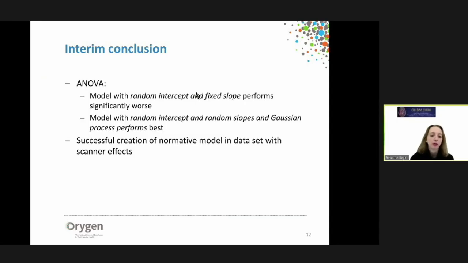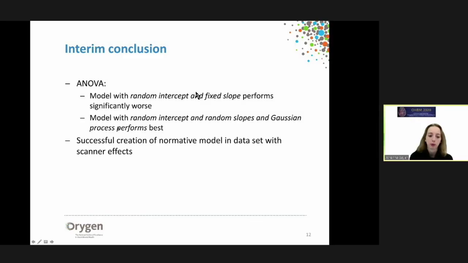So I ran an ANOVA, and this ANOVA confirmed that the model with random intercept and fixed slope performs significantly worse than the other ones, and the model with the random intercept, random slope, and Gaussian process performs best. So I conclude that I successfully was able to create a normative model in a neuroimaging data set with scanner effects. And the next steps will be that we are going to apply the best performing model to a clinical data set.